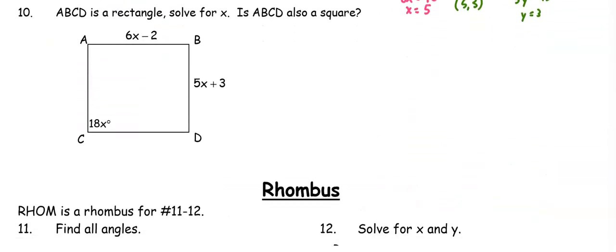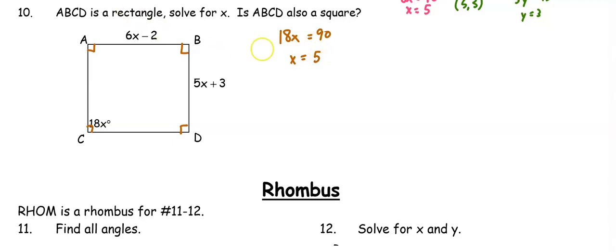Number 10, ABCD is a rectangle. Solve for x. Is ABCD also a square? So right now, if it's a rectangle, we know that there are 4 right angles. So we're going to use that idea to solve for x. So 18x equals 90. When I divide, we get that x is 5.